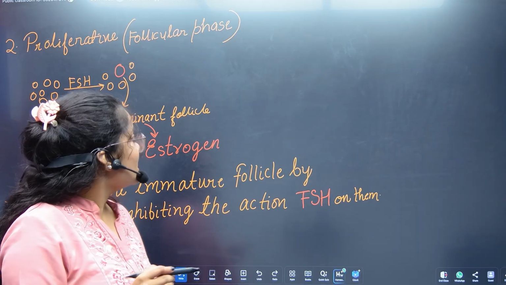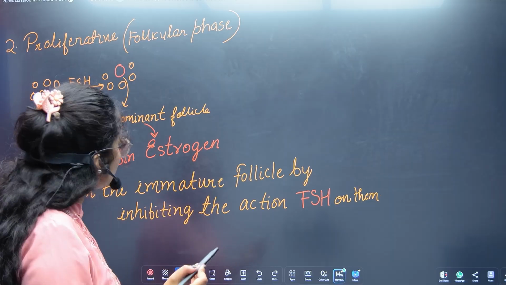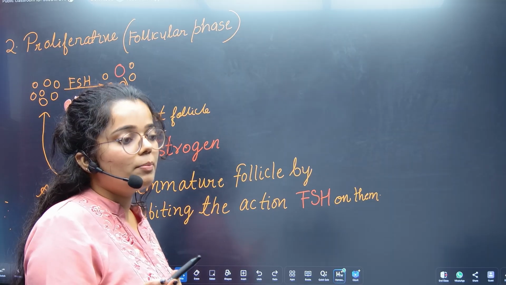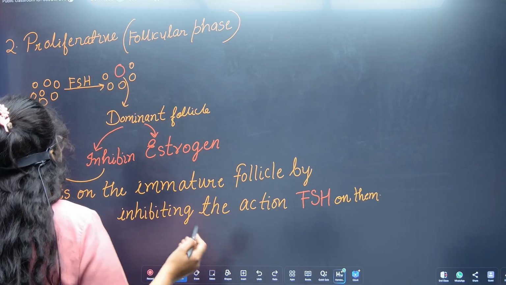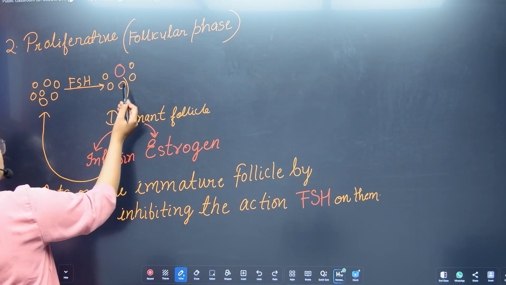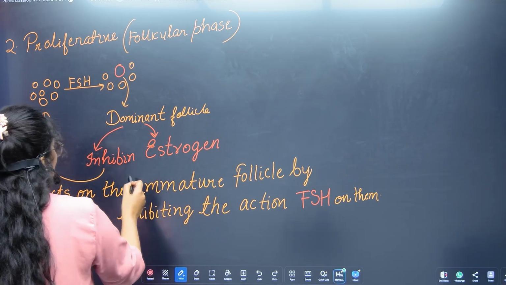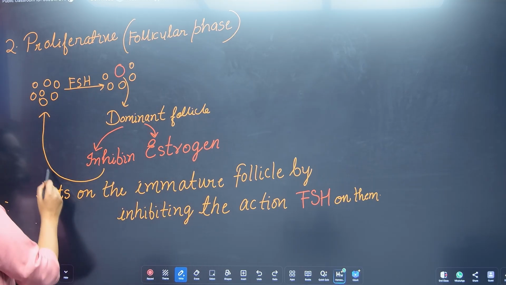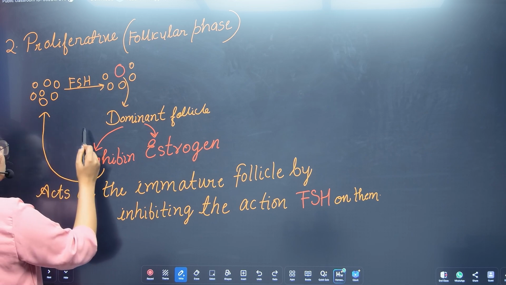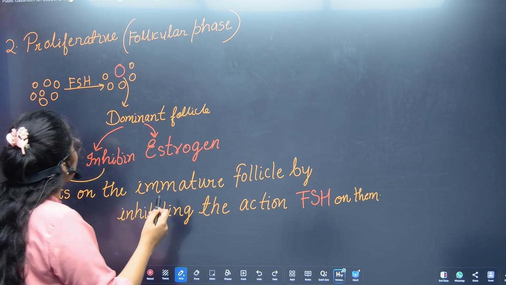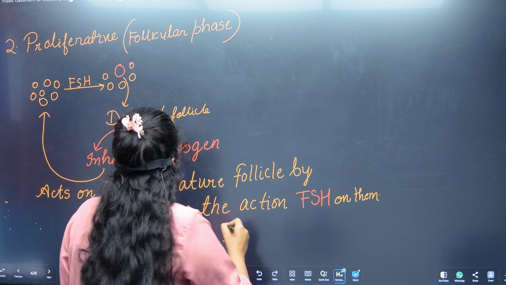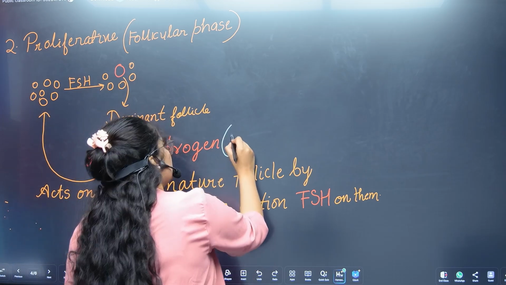The second phase was the proliferative phase, which is also called the follicular phase, because here the development of follicles takes place. Here we had seen that there is one dominant follicle which produces the two hormones, inhibin and estrogen. The role of inhibin is that inhibin acts on the FSH and prevents the further growth of other undeveloped follicles, and estrogen is responsible for the thickening of endometrium.